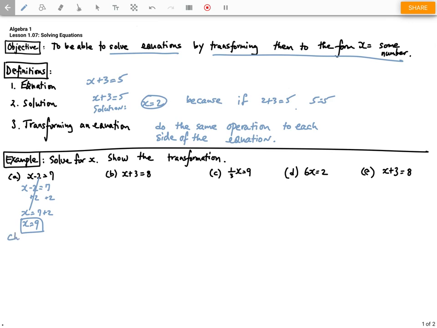And then check. x minus 2 equals 7. So 9 minus 2 equals 7. So 7 equals 7. Yes, it works out.